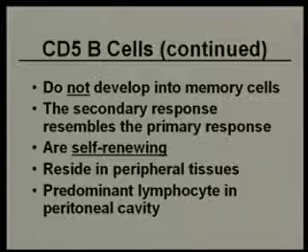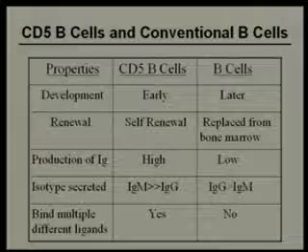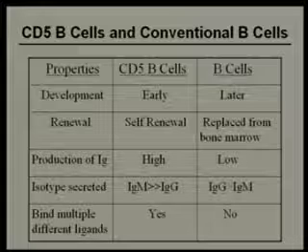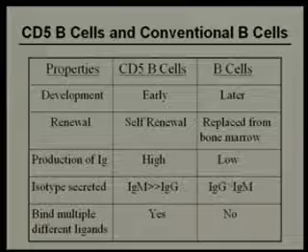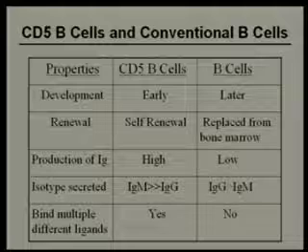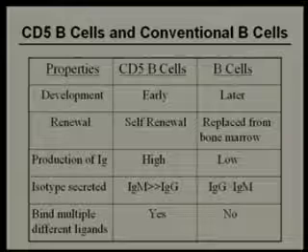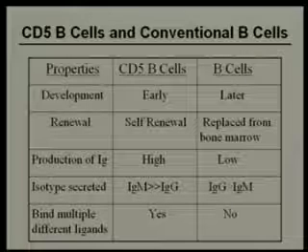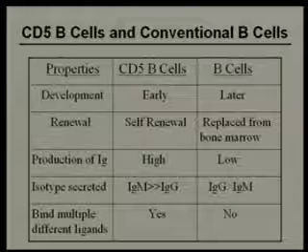Again, this is reemphasizing that these types of B cells are the predominant lymphocyte in the peritoneal cavity, which is a peripheral tissue. Now, if you want to compare these conventional B cells with the CD5 B cells, if you look at development, you see that the CD5 cells occur early in development, whereas the other B cells occur later. If you look at renewal, these are able to self-renew, whereas these are replaced by the bone marrow. If you look at the production of immunoglobulin, it's very high for the CD5 cells, lower for the B cells.